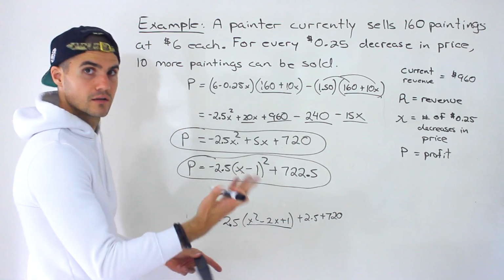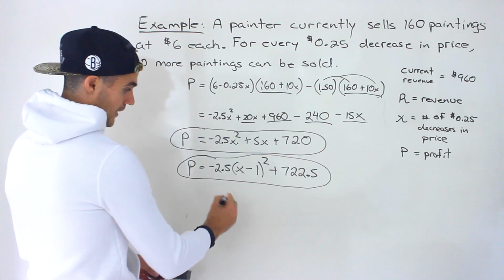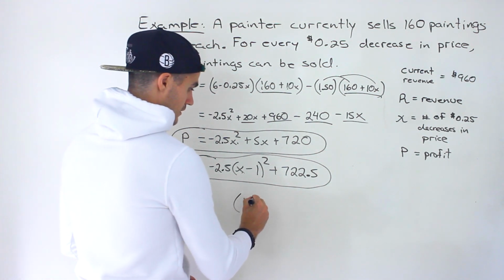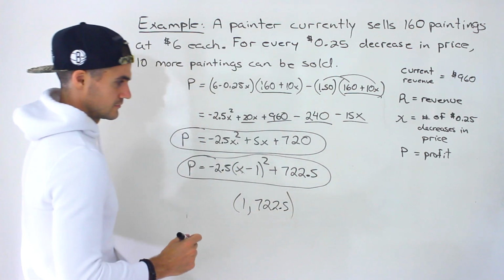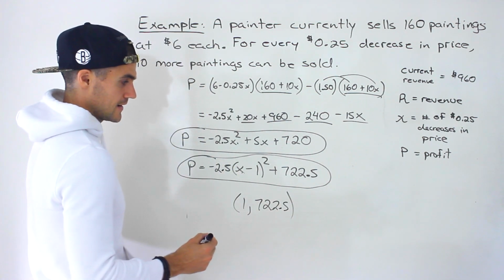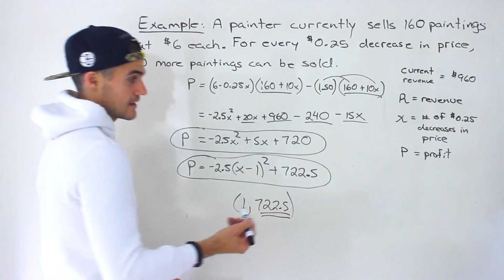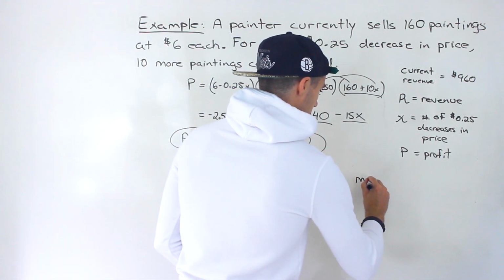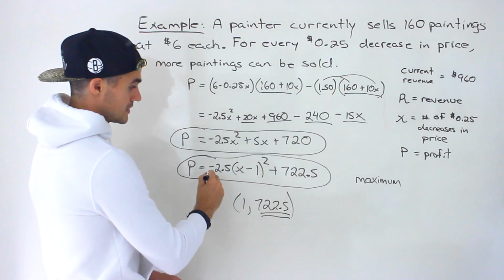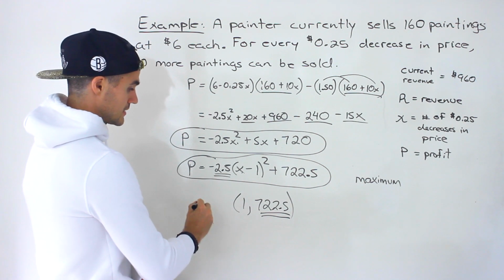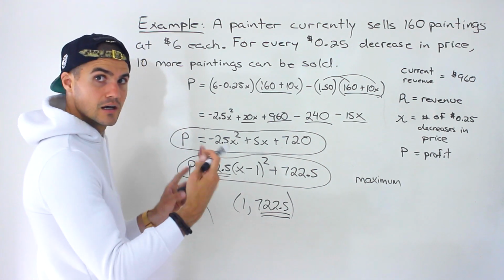This and this, they're the exact same thing. But now, because it's in vertex form, well, we're able to get the vertex. 722.5, like that. And that's what we're looking for. That's the maximum profit. So that ends up being just the answer to the question. So the maximum, and we also know it's a maximum because we have a negative a value. So again, it's going to be a quadratic that opens down. So the vertex we get is a maximum point.